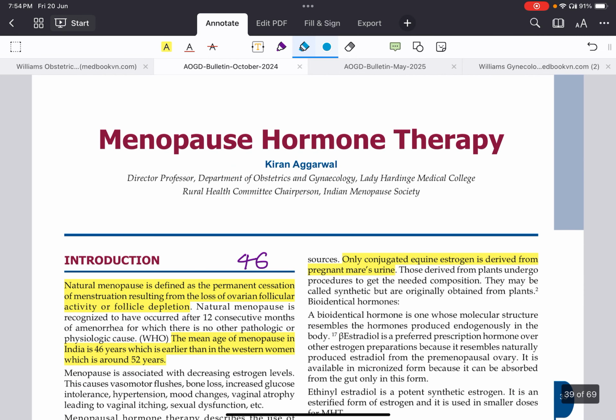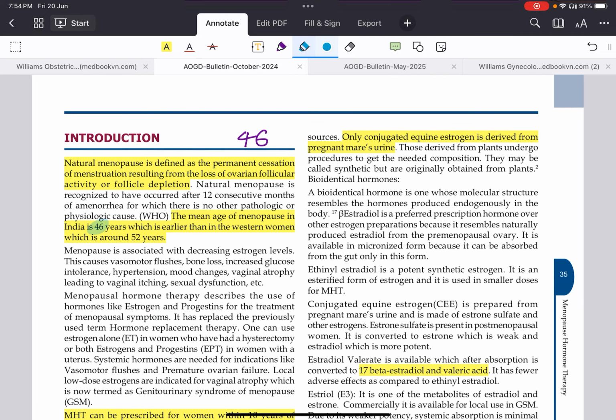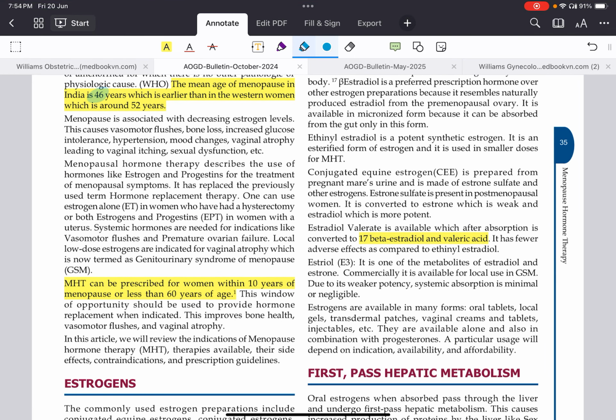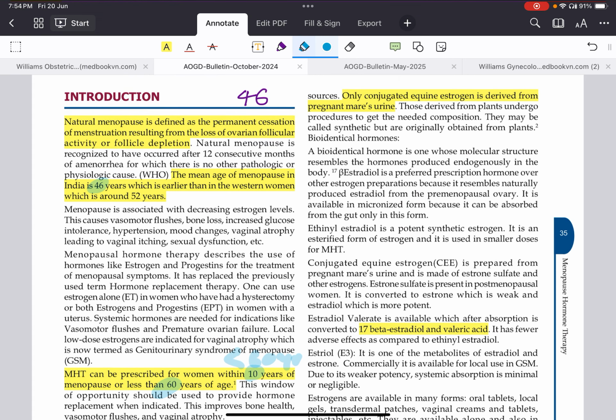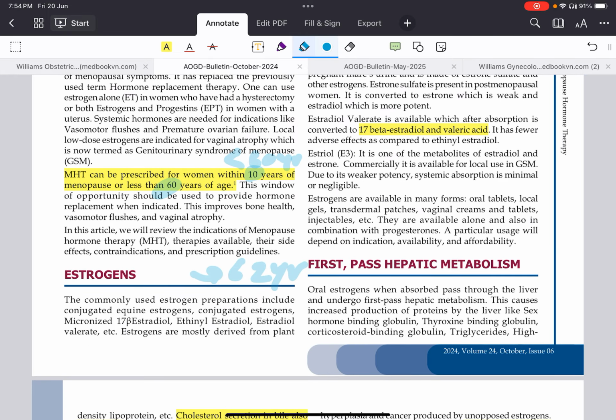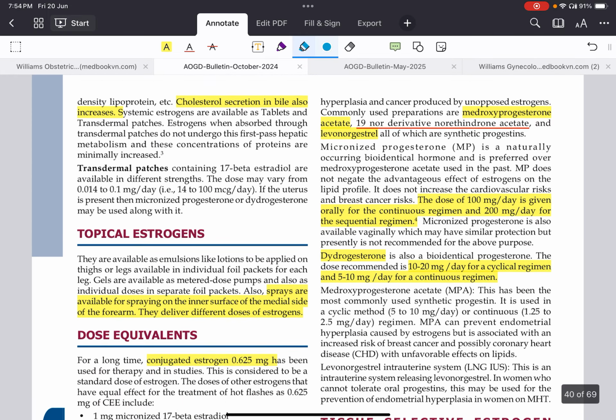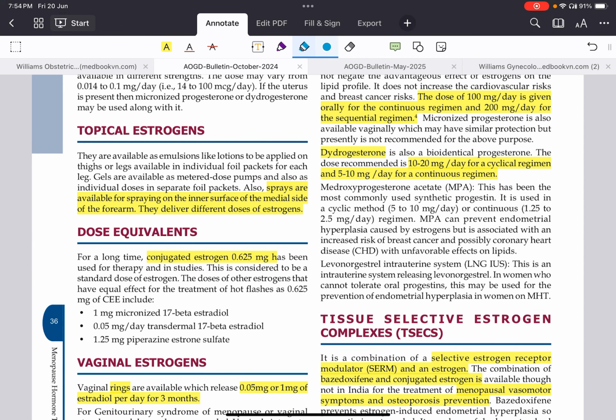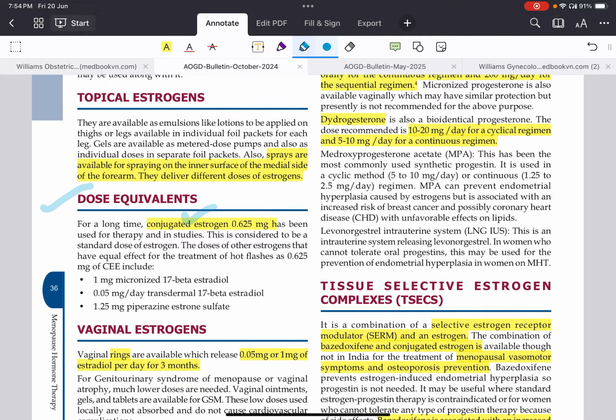That's it. Next topic is menopause hormone therapy, that is MHT. In India, it is said that the mean age of menopause is 46 years. MHT can be prescribed within 10 years of menopause or less than 60 years. Some people, after becoming 62 and all, feel that they must have MHT. This is a very wrong choice at this age. Better within 10 years of menopause or within 60 years, you should have MHT. Estrogen is given, topical estrogens are given, sprays are there. Basic estrogen is conjugated estrogen.